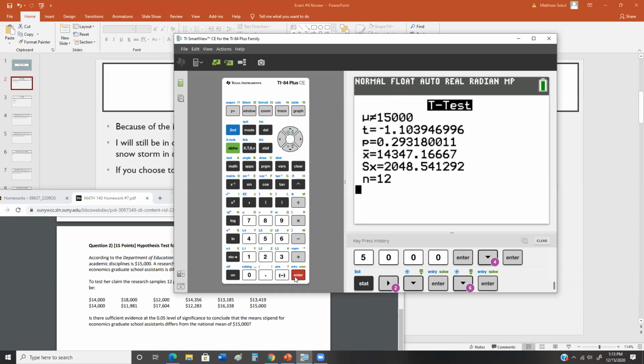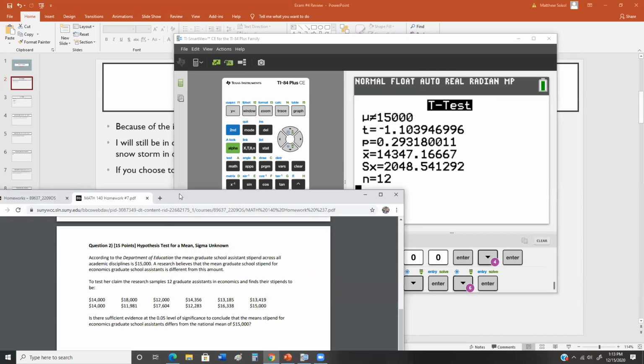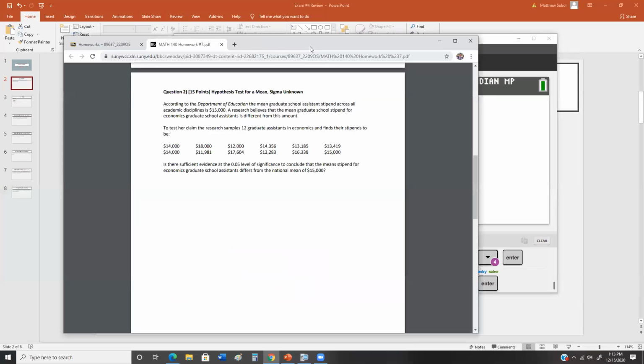Okay, so I got 1.104. And the step four part I got 0.8. If you look on the screen, this is what you should see. P-value 0.293, okay. Got it? And then you can all work from there, okay?